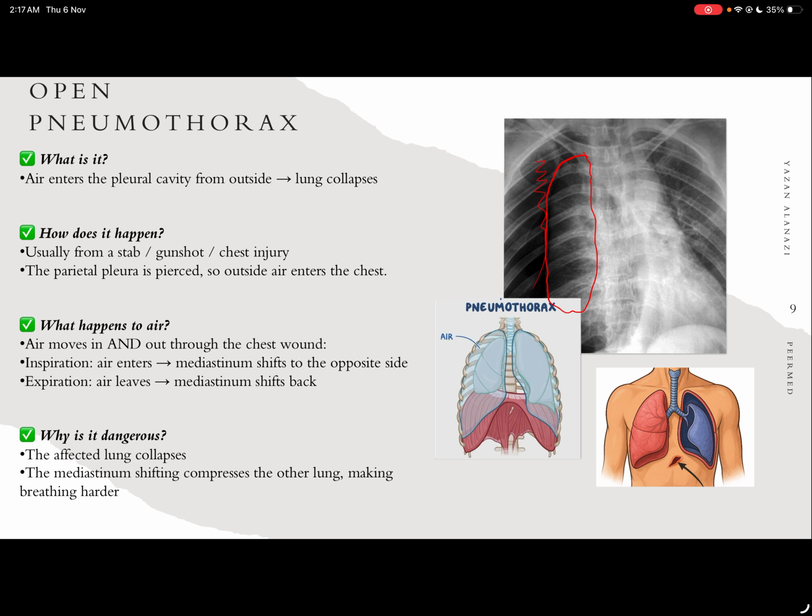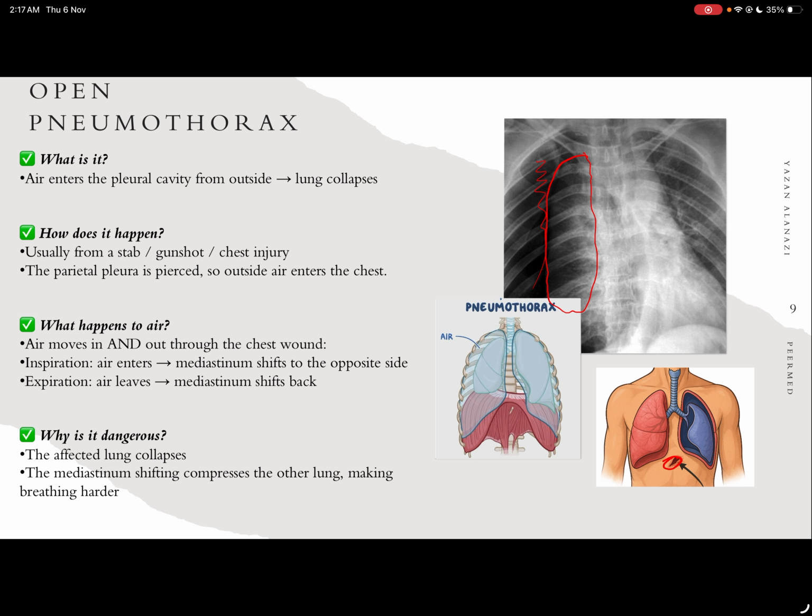How does it happen? Usually from a stab. If there is a stab to the chest, a gunshot or a chest injury, we are piercing the pleural cavity and the lung, so the lung cannot expand and contract and make us breathe. What happens to the air? Air moves in and out through the chest wound that has been stabbed.